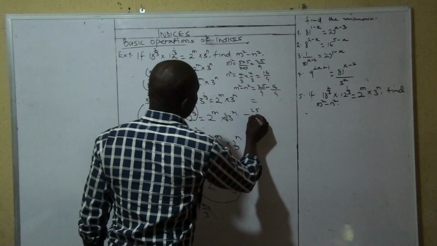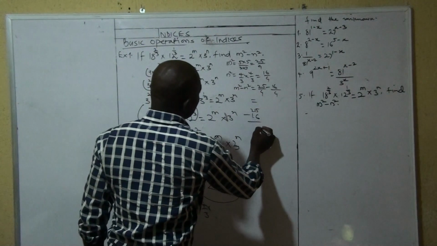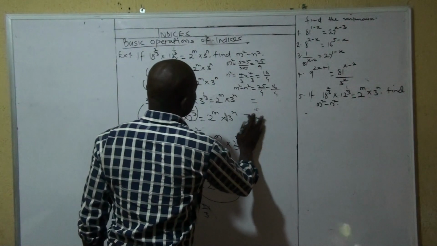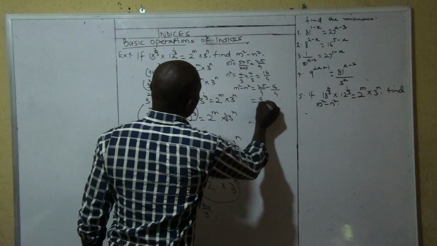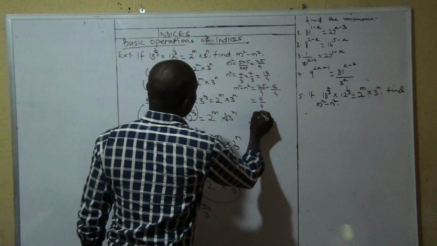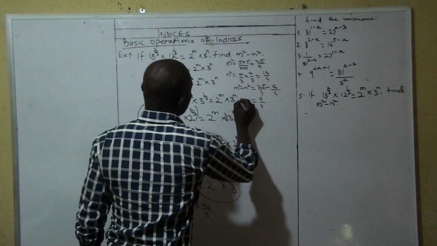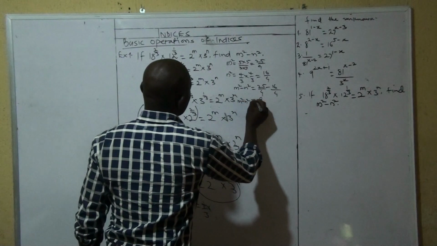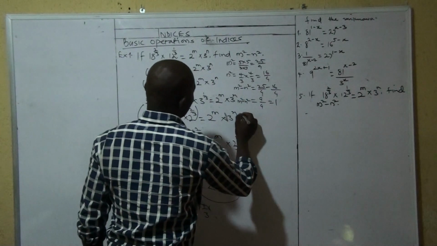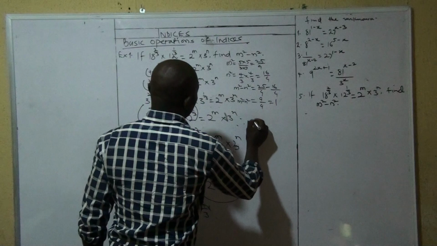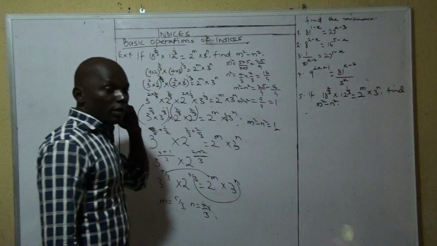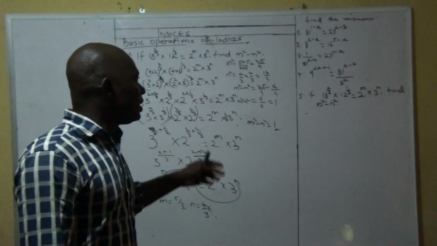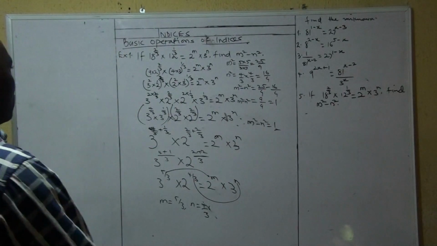25 minus 16, that gives 9. Okay, so our answer will be 9/9. So m squared minus n squared is equal to 1. So we conclude that m squared minus n squared is equal to 1. That is the answer for that question.